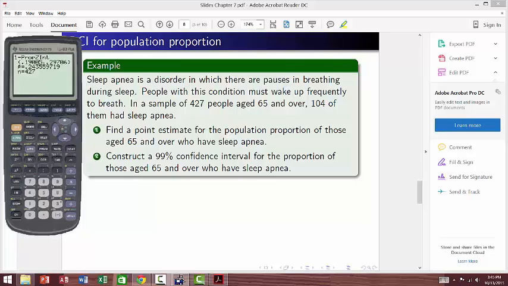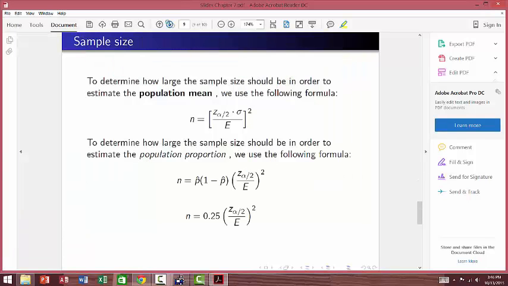We are 99% confident that the interval from 19% to 29.7% contains the actual proportion of people 65 years old and older who have sleep apnea. Okay, so that's how you would do a confidence interval for a population proportion on a calculator. So what is the only other thing that we need to discuss? What if we're asked to compute the sample size needed if we're given conditions?